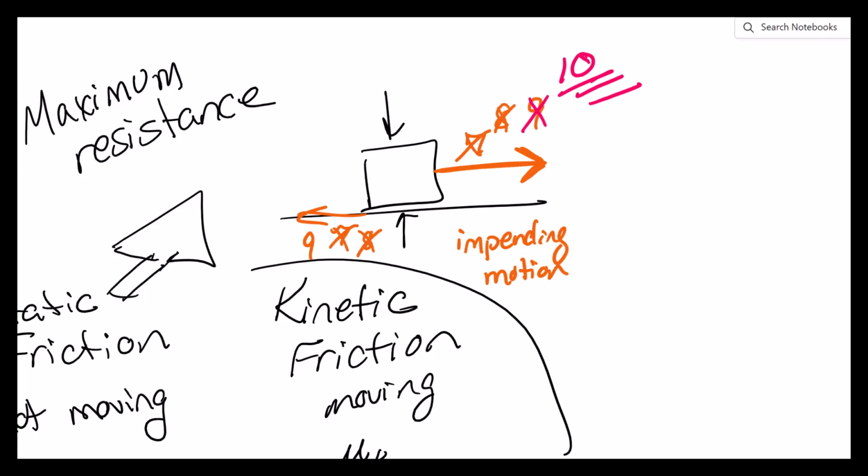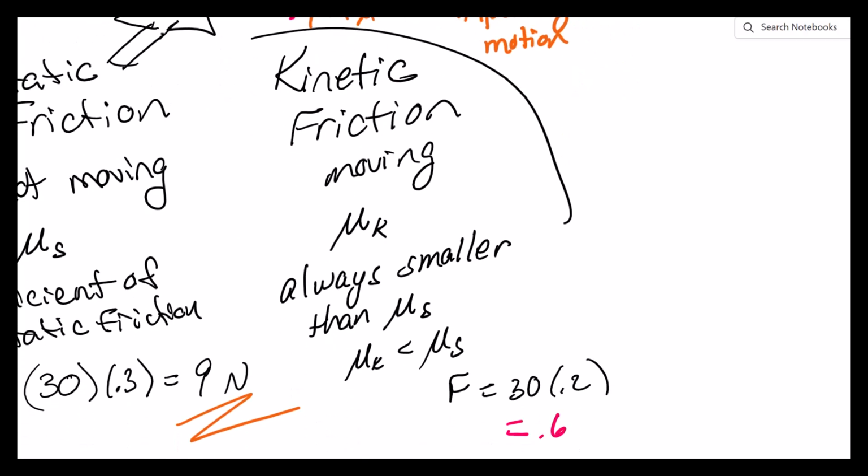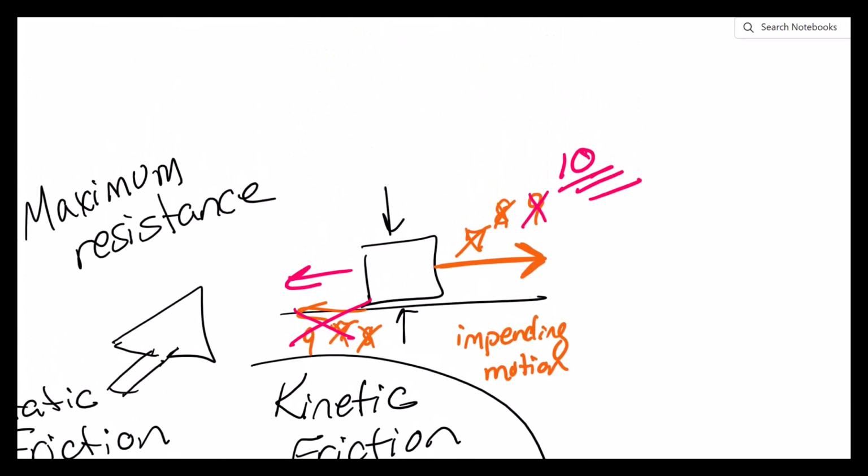now it's moving, and the frictional force is no longer 9. It would be 6 newtons, if I just pretended that that value was 0.2. So now it's only fighting me back at 6. I'm pulling at 7, it's resisting at 7. I pull at 8, it resists at 8. I pull at 9, it resists at 9. Then I pull at 10, and now it's moving and it's only resisting at 6.